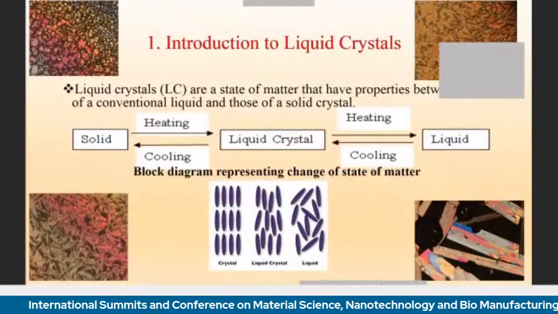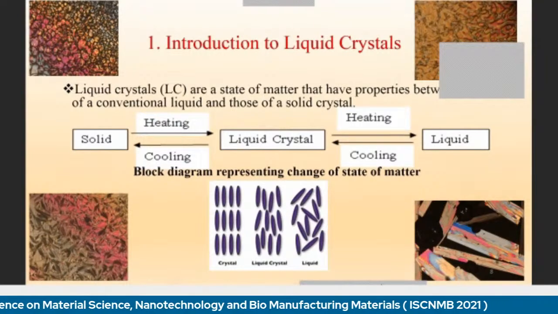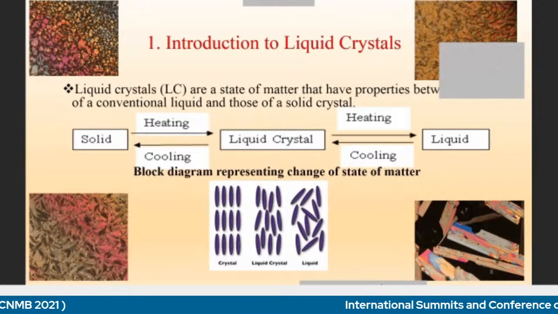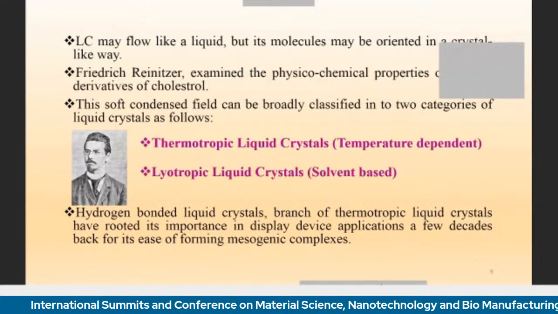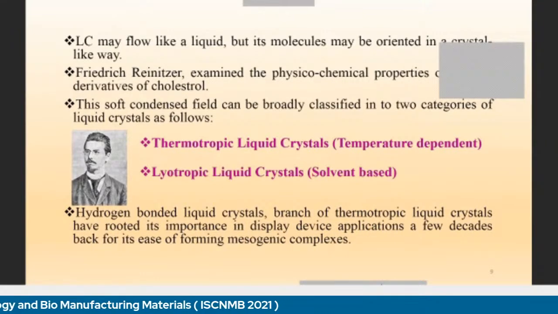So let us start with what liquid crystals are. It is a state of matter that has both the properties of a solid and a conventional liquid. So the name indicates it flows like a liquid but exhibits crystalline properties. This was first discovered by a scientist, Friedrich Reinitzer. And we classify liquid crystals into two broad categories called thermotropic liquid crystals and lyotropic liquid crystals. What we are going to see today is regarding thermotropic liquid crystals, which are temperature variant ones.